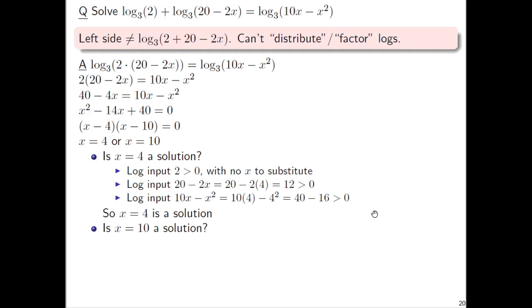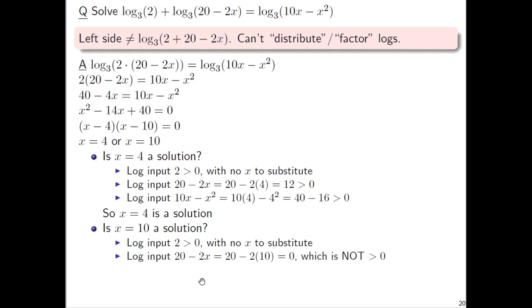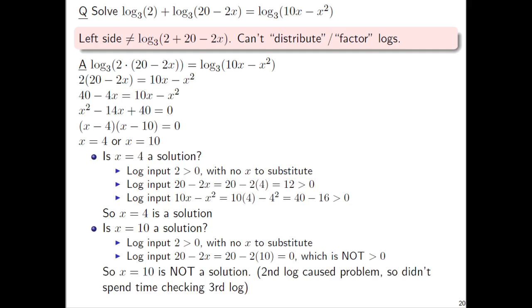What about x equals 10? Well, again, just to be systematic about it, the first log, the input was 2. That's bigger than 0. Again, we didn't have any x to substitute there. The next log input, when you plug in 10 for x, you have 20 minus 20, which is actually equal to 0. That is not bigger than 0. Recall that the input to a log has to be bigger than 0. So x equals 10 is not a solution.